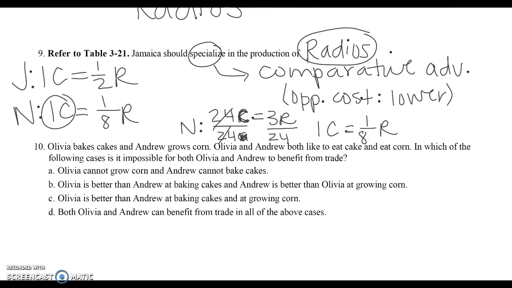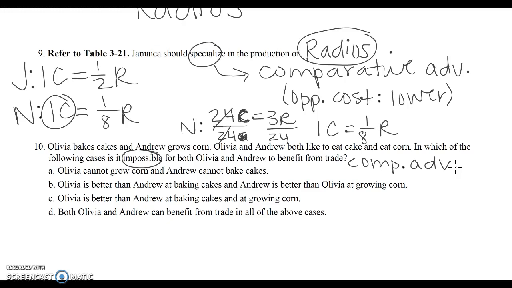And number 10 says Olivia bakes cakes and Andrew grows corn. Olivia and Andrew both like to eat cake and eat corn. In which of the following cases is it impossible? So we want to know when it cannot happen that they can benefit from trade. Remember trade, you look at comparative advantage. Okay, so A says Olivia cannot grow corn and Andrew cannot bake cakes. But that doesn't matter because as long as they can grow one of the two, they might still be able to benefit from trade.